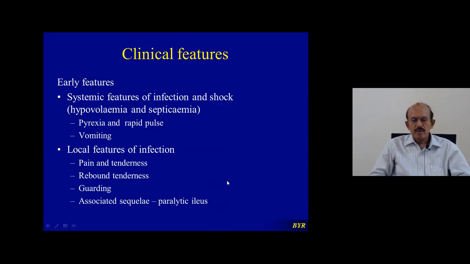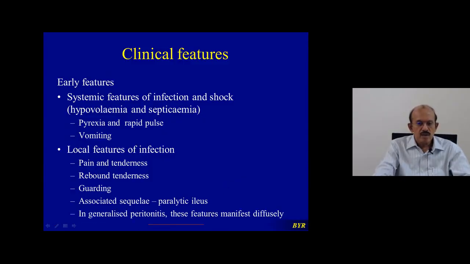Very good. So the signs and symptoms of paralytic ileus being abdominal distension, bilious vomiting, absent bowel sounds, constipation. So in generalized peritonitis, these features manifest diffusely over the abdomen. In local peritonitis, they will be confined to one quadrant of the abdomen.